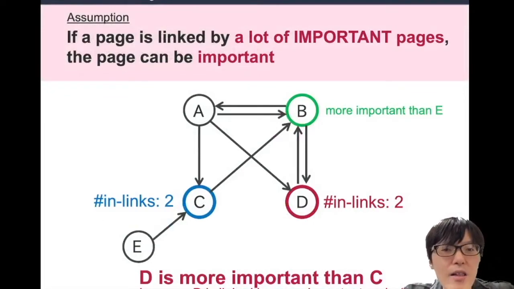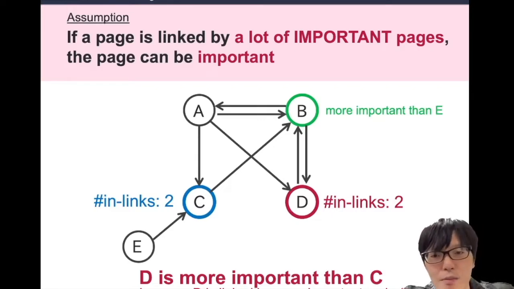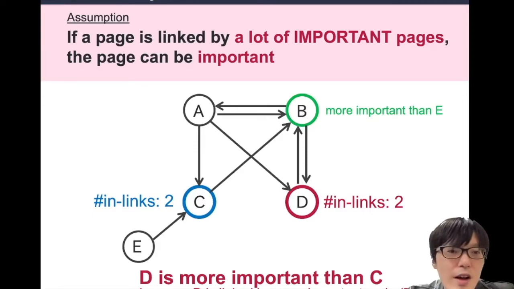The PageRank algorithm can handle this situation. The basic idea or assumption of PageRank is like this. If a lot of important pages link to a web page, then such a web page can be important. So let's look at this graph again. Now let's assume we know that page B is a more important page than page E.